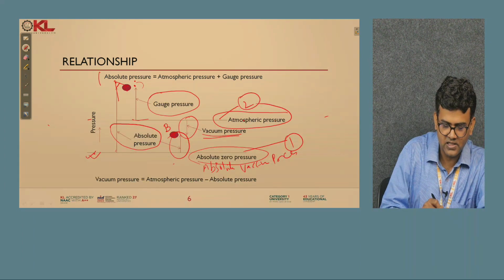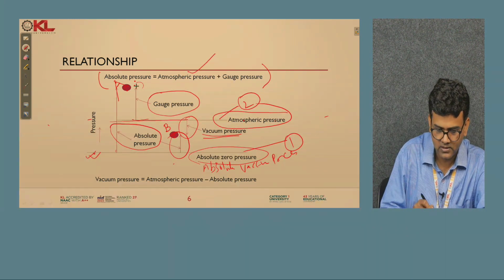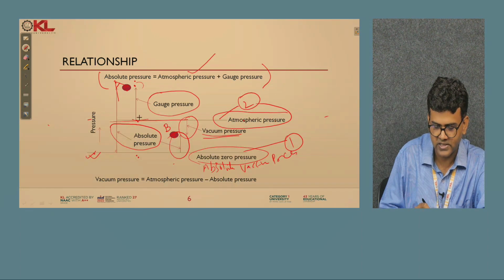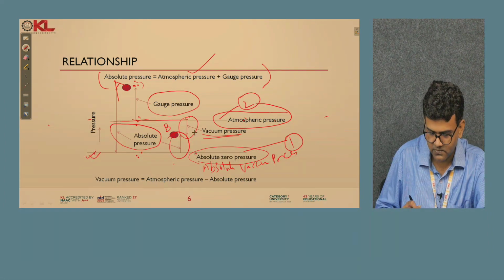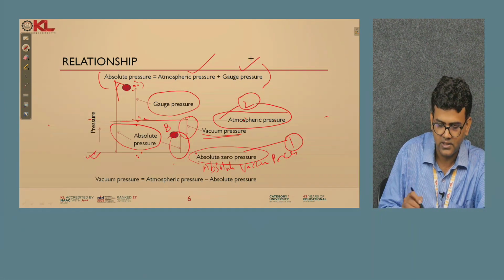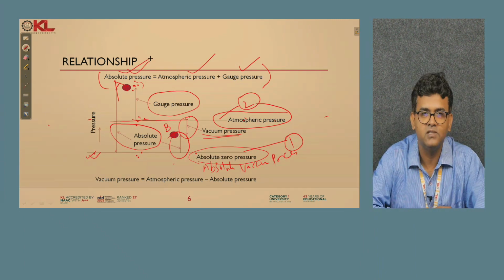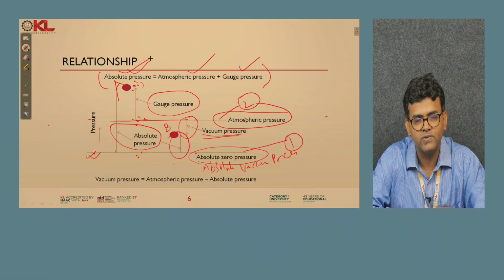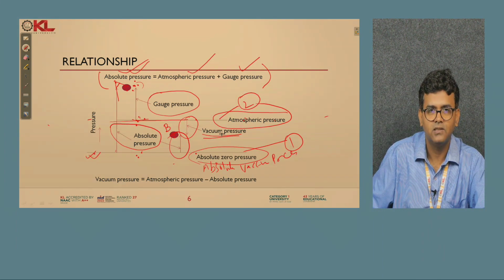This is the relationship you can see: absolute pressure is equal to atmospheric pressure, that is this pressure, plus this pressure, which is the gauge pressure. So atmospheric pressure plus gauge pressure will give you the absolute pressure. So the absolute pressure is the sum of the atmospheric pressure and gauge pressure. So this is about the absolute pressure, atmospheric pressure, gauge pressure, vacuum pressure.